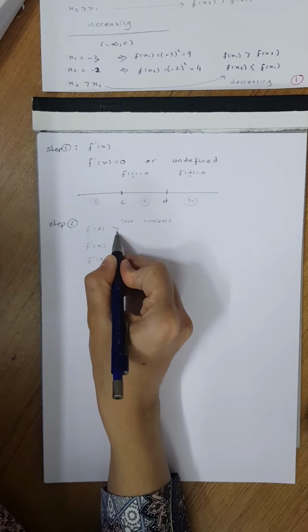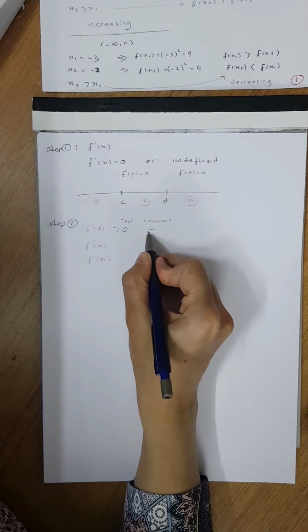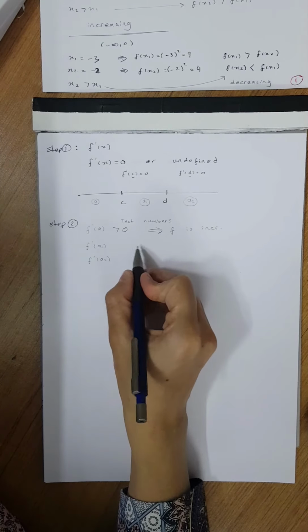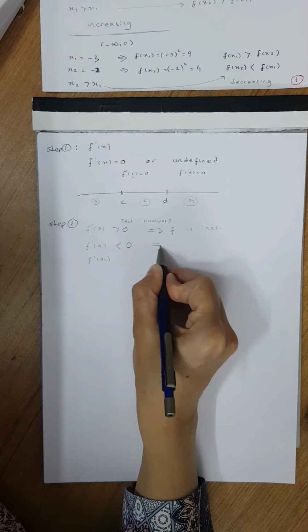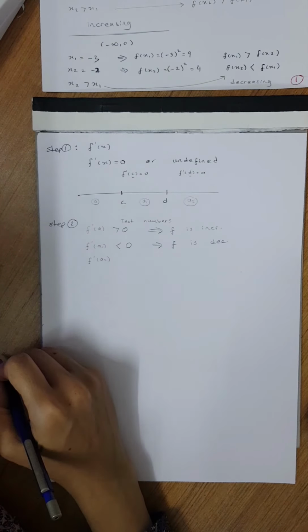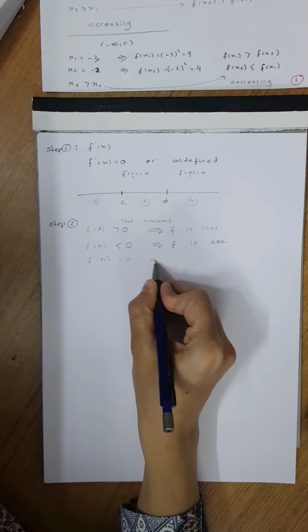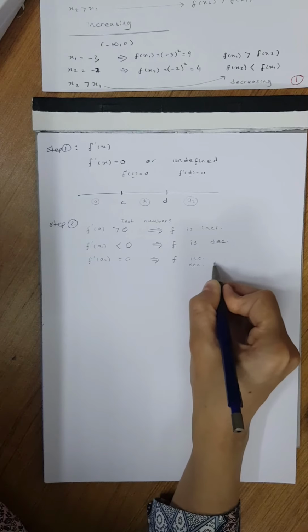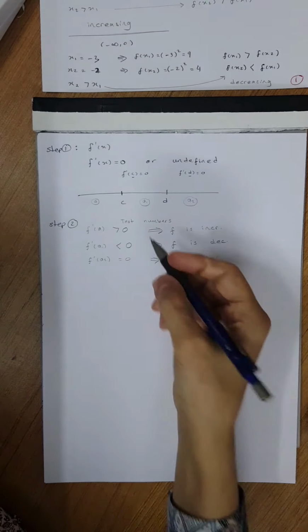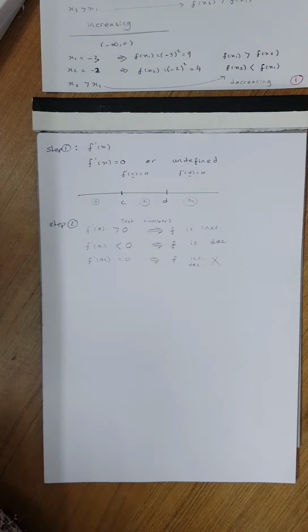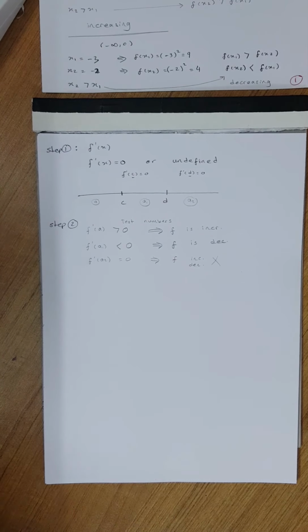If f prime is greater than 0, that means the function is increasing, okay. If it is less than 0, that means the function is decreasing, okay. If it is equal to 0, we cannot say that the function is either increasing or decreasing. We cannot say any of this, okay. Or we can say that when it is equal to 0, it is the critical number, or it is undefined at that point. That's the procedure of finding the intervals of increase and decrease of a function.